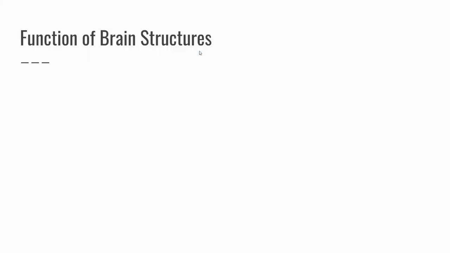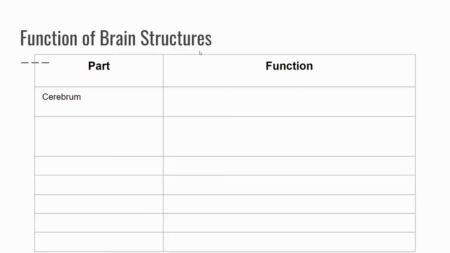So let's talk about the functions. The first one is the cerebrum. You're going to notice I have way more spaces than you do in your notes, so you're going to add a couple at the end of your notes. The cerebrum, as I said earlier, makes up the four lobes, which we will talk about. It interprets and responds to all sensory information.